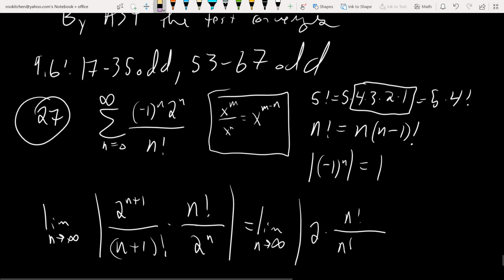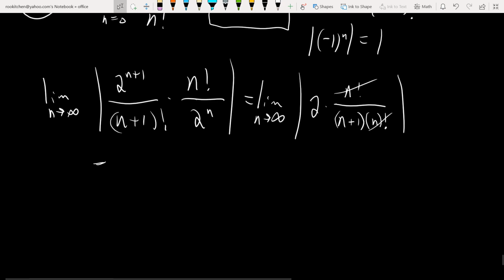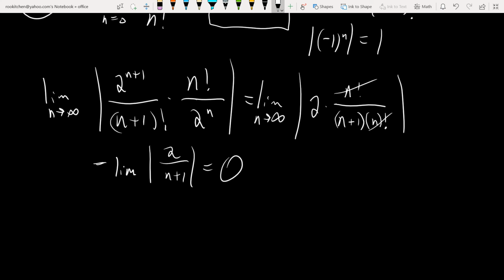So it'll be n plus 1 times n factorial. In other words, n plus 1 times n plus 1 minus 1 factorial. N plus 1 minus 1 is just n. So I'll have n plus 1 times n factorial, and then you see, oh, those n factorials will cancel, and I'm left with the limit as n goes to infinity of 2 all over n plus 1, which we all know goes to 0, which is going to imply that the series is absolutely convergent.